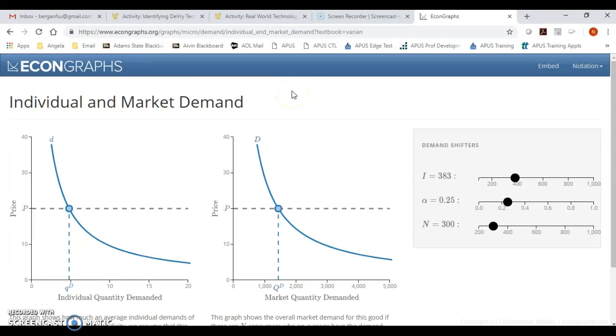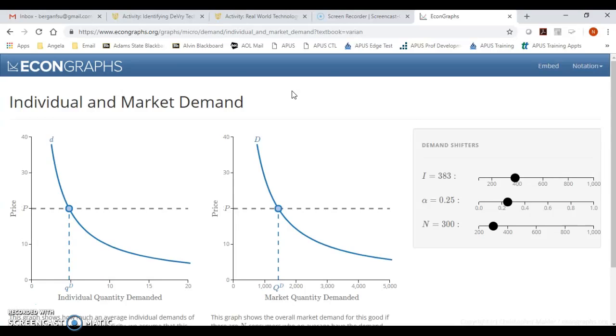Hi everyone. I wanted to give you an example in economics of a way to have students interact and really work with the information. I find that very important with graphs. Just seeing a static graph. Now, what does a static graph mean?